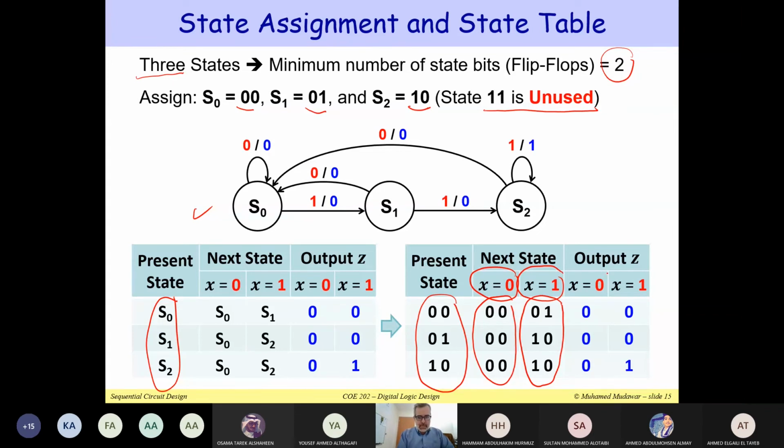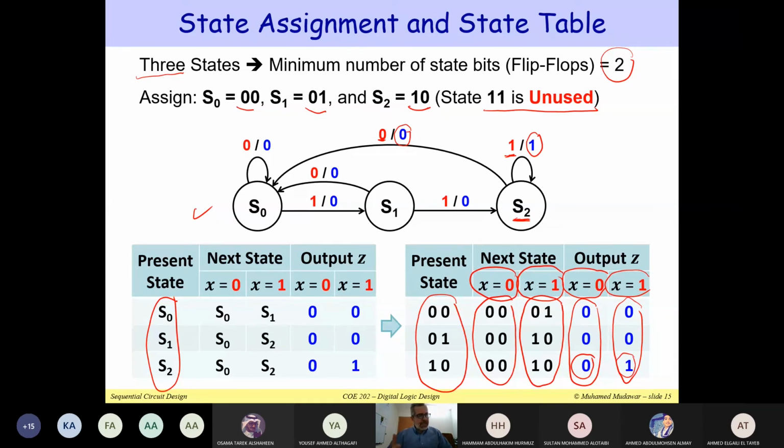Now notice that the output Z depends on the input X. This is the output Z when X is equal to 0, and this is the output Z when X is equal to 1. Notice that the output Z is equal to 1 when you are in state S2 and the input X is equal to 1. If you are in state S2 and the input X is equal to 0, you get the output equal to 0. So here it is 0, here it is 1.